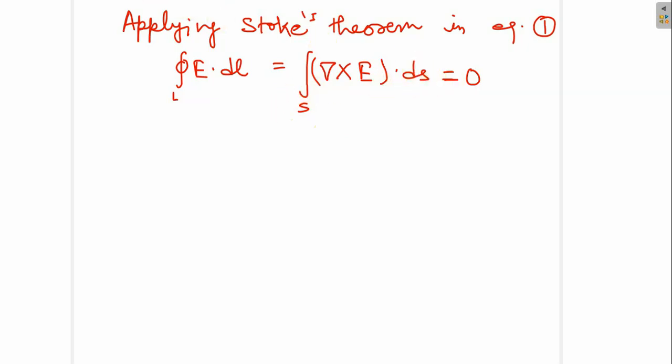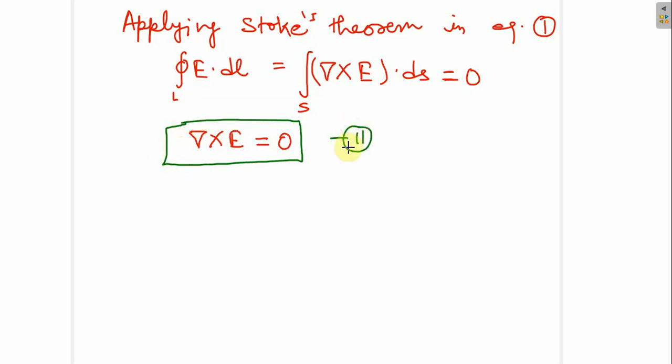So if you compare, if this is 0, then this del cross E is also 0, because this integration is 0, so obviously the integrand, this del cross E, is also 0. Okay, this is again a very important relation. Let us mark that equation 2.